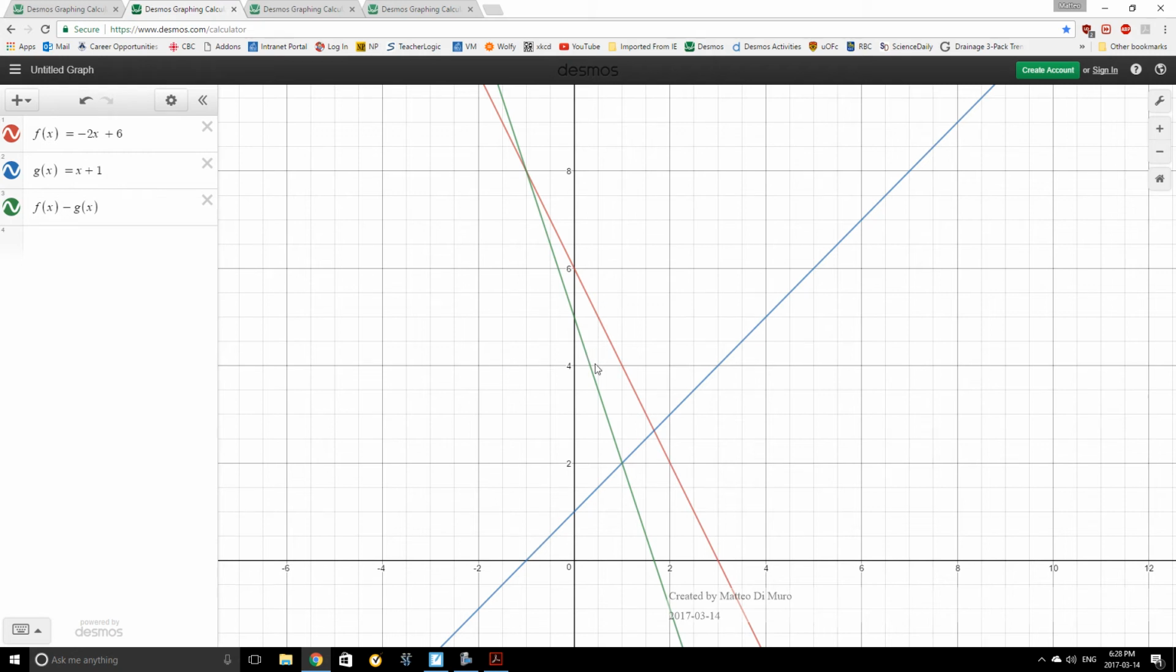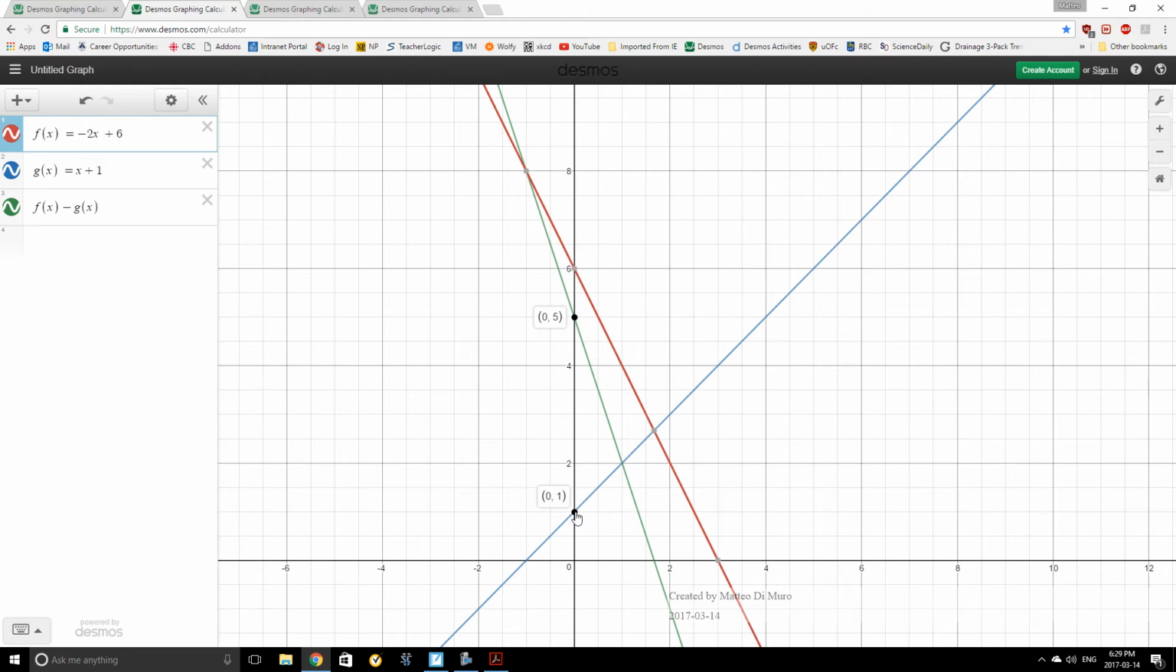So let's just take a look at, say, our y-intercept here. The y-intercept on the new function is 5. If you look at f of x, the y-intercept was 6. On g of x, the y-intercept was 1. 6 subtract 1 gives us 5. So it is important that you notice that the order of the subtraction is the y value on f subtract the y value on g. So the order does matter.